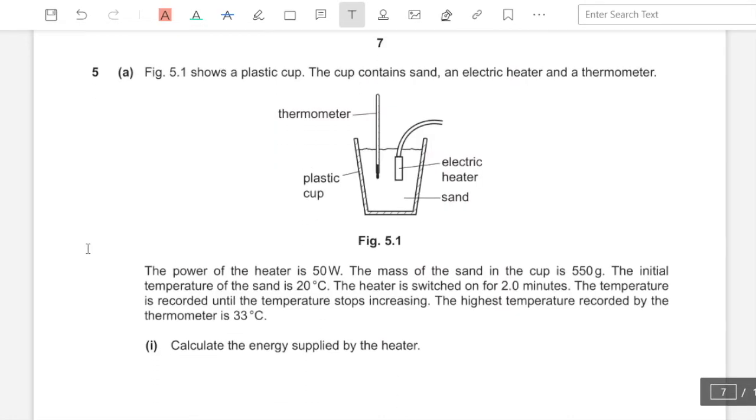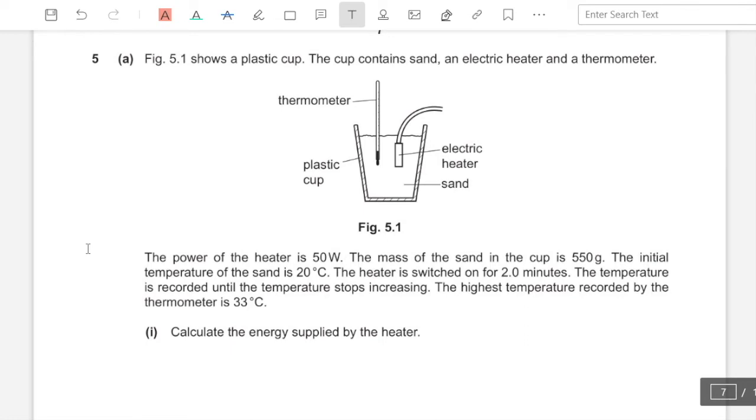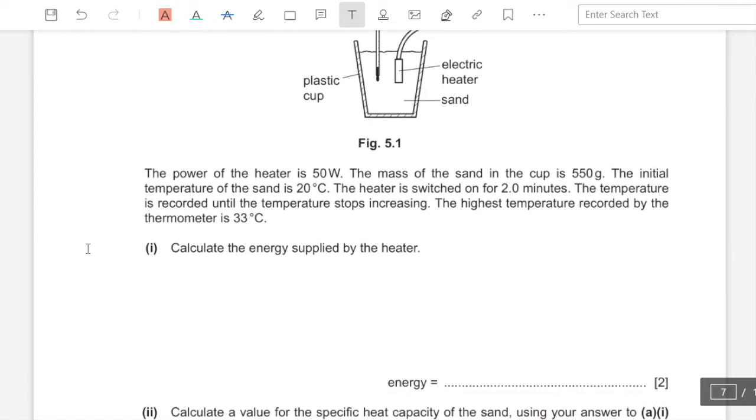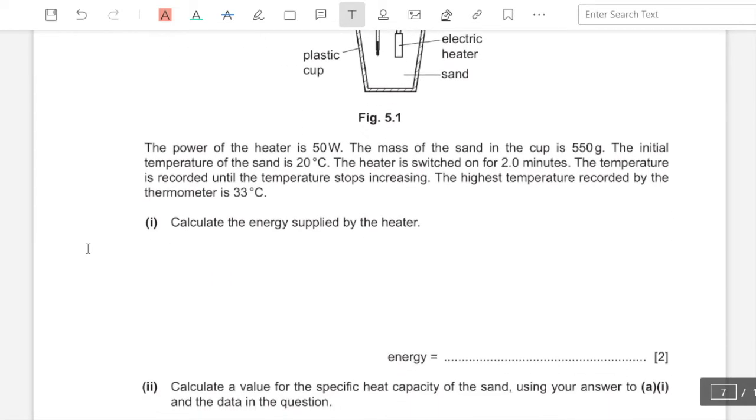5a. Figure 5.1 shows a plastic cup. The cup contains sand, an electric heater, and a thermometer. The power of the heater is 50 watts. The mass of the sand in the cup is 550 grams. The initial temperature of the sand is 20 degrees Celsius. The heater is switched on for 2 minutes. The temperature is recorded until the temperature stops increasing. The highest temperature recorded by the thermometer is 33 degrees Celsius.